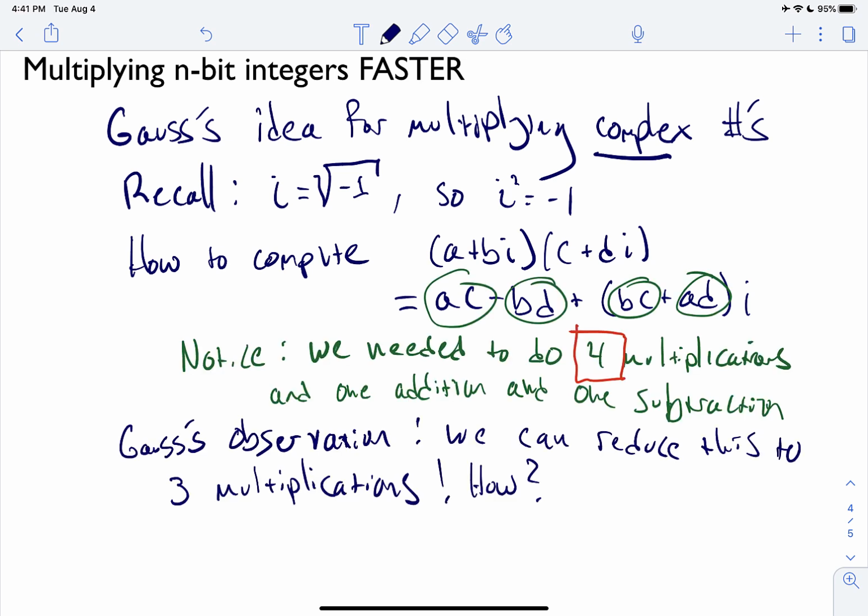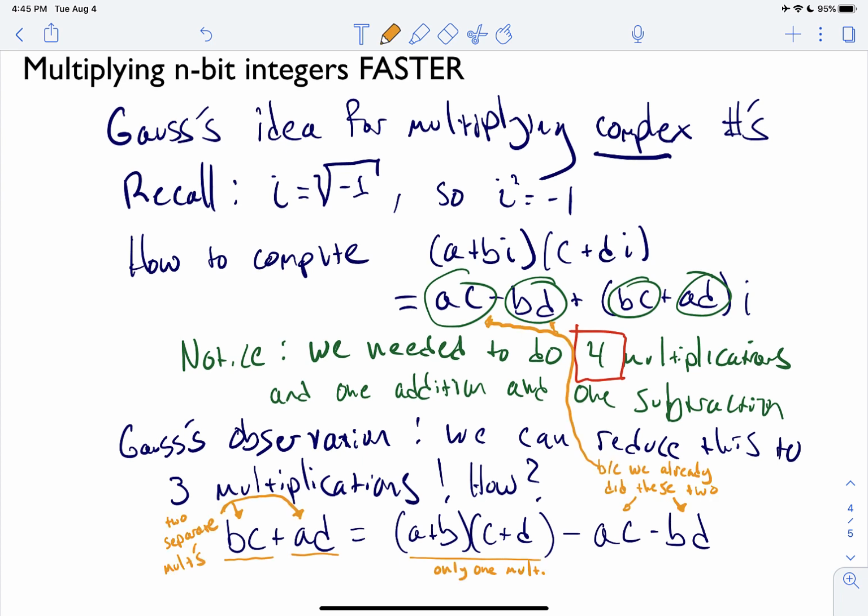The insight of Gauss, of course, was that he figured out that we can actually do this with only 3 multiplications. How is that? You need to make one simple observation, and that's that the quantity bc plus ad can be written as the combination of three multiplications, a plus b times c plus d minus ac minus bd. This might seem like more work, but remember that we already completed the multiplications a times c and b times d, so we can reuse these.